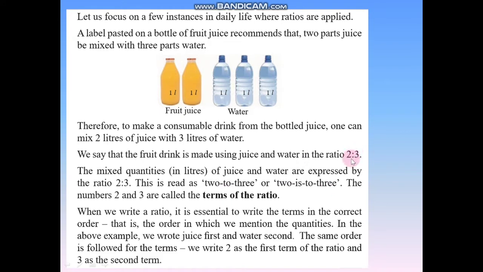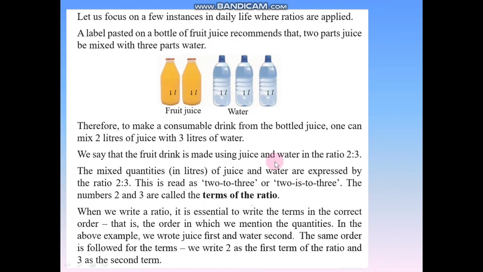The colon mark is very important when expressing a ratio. The colon mark is the tool we use to separate the digits. Here, 2 and 3 are called the terms of the ratio.